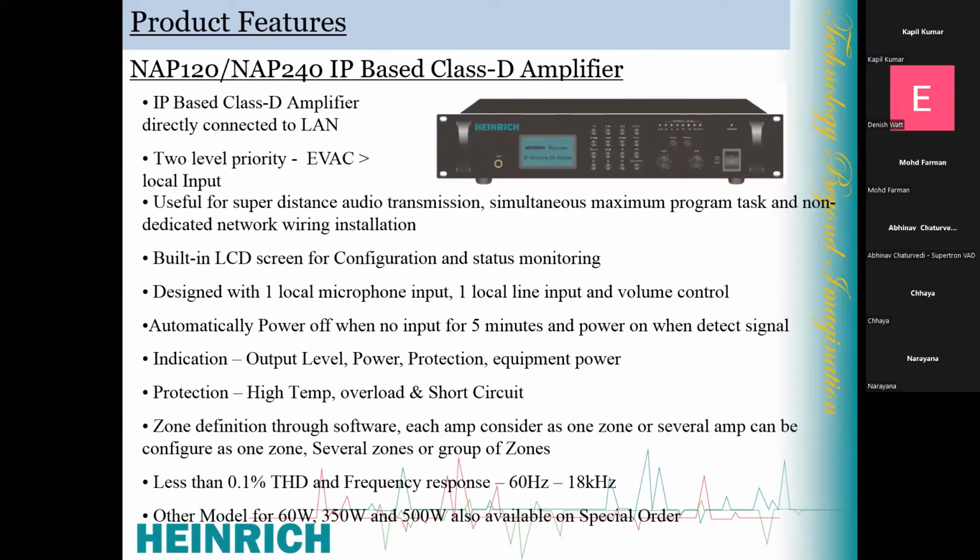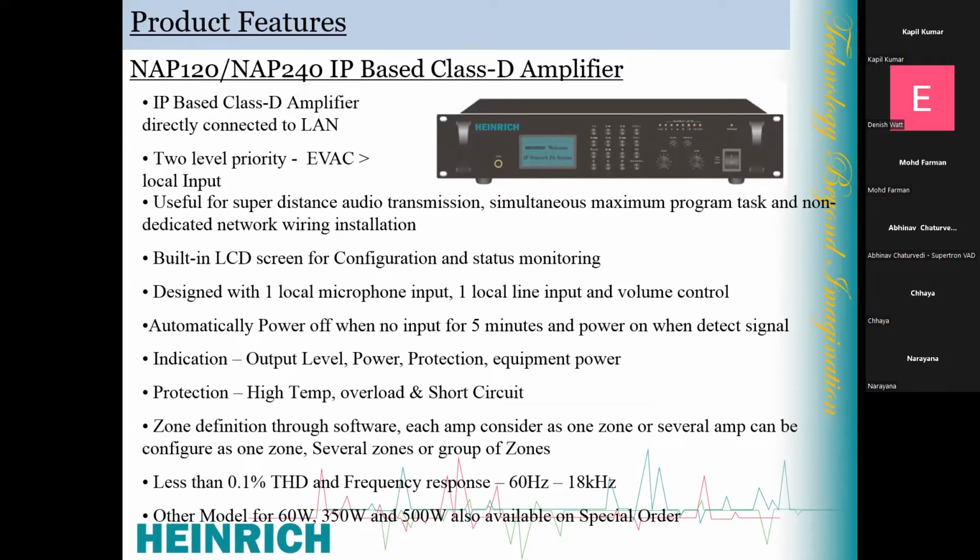Now, these are the class IP-based class D amplifiers. We have 120 watt, 240 watt and 500 watt class D amplifiers. You can say this is a single zone controller with inbuilt amplifier. If you want to create a single zone in a campus, you don't need to purchase the 4 zone or 8 zone controller. You can simply place this IP-based amplifier of required wattage, 120 watt, 240 watt or 500 watt, as per your requirement, and you can create your single zone from there.